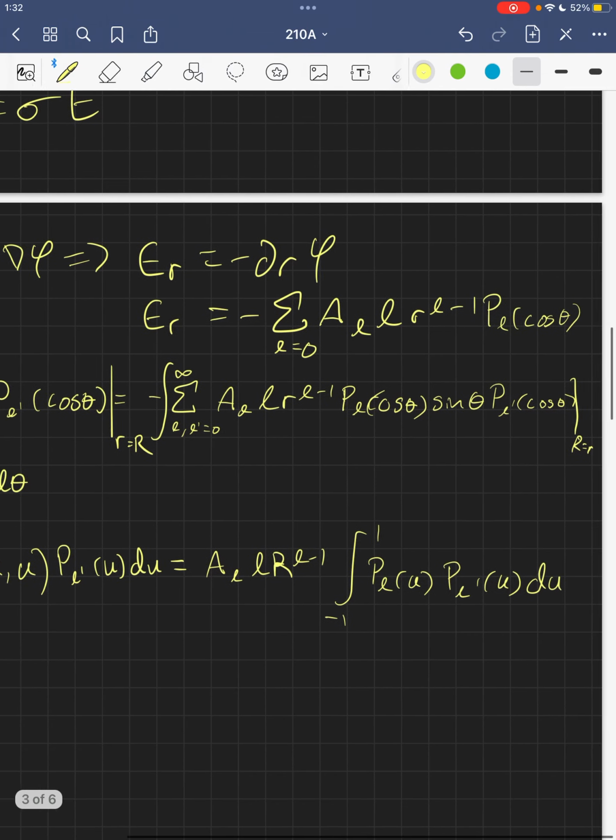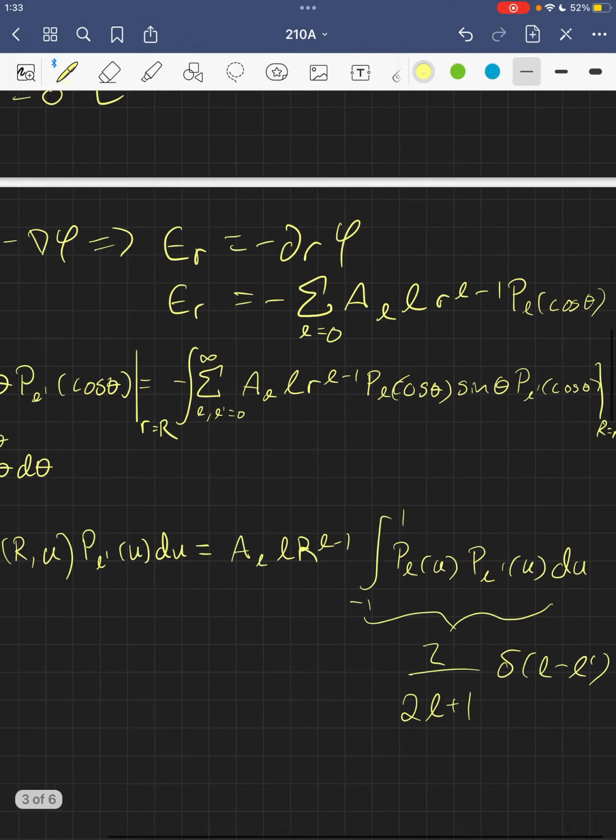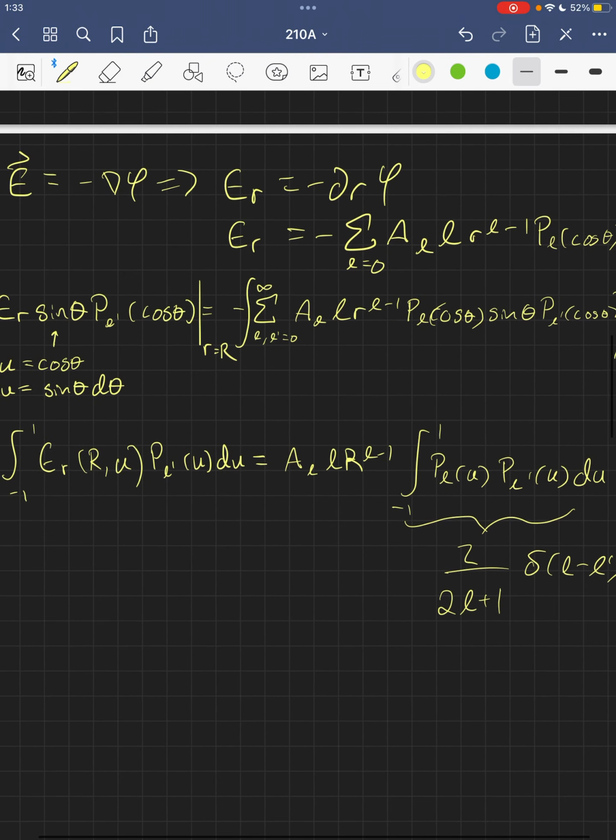Now, this is the integral that gives us the orthogonality, or this is the orthogonality of the Legendre polynomial. This is equal to 2 over 2L plus 1 times the delta function of L minus L prime. Right, it's the orthogonality relation. So this is telling us that L and L prime have to be the same. That's basically what that's doing.